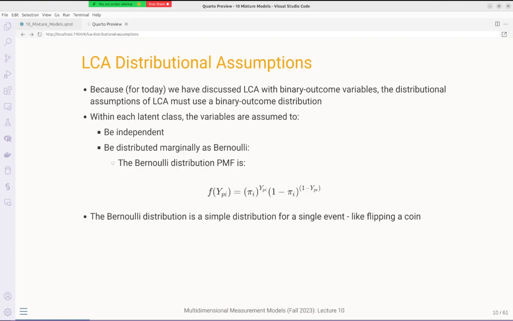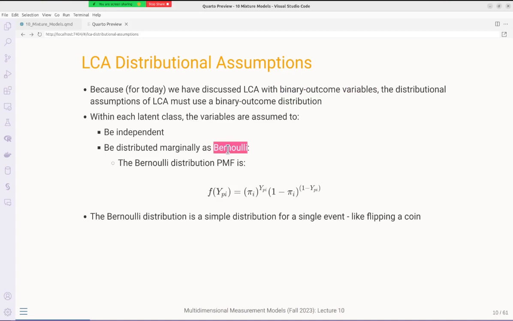So let's talk about these distributional assumptions in latent class analysis. So again, just for today and just for latent class analysis, we have binary outcome variables. Right? So, you know ahead of time, our favorite binary data distribution happens to be Bernoulli, right?